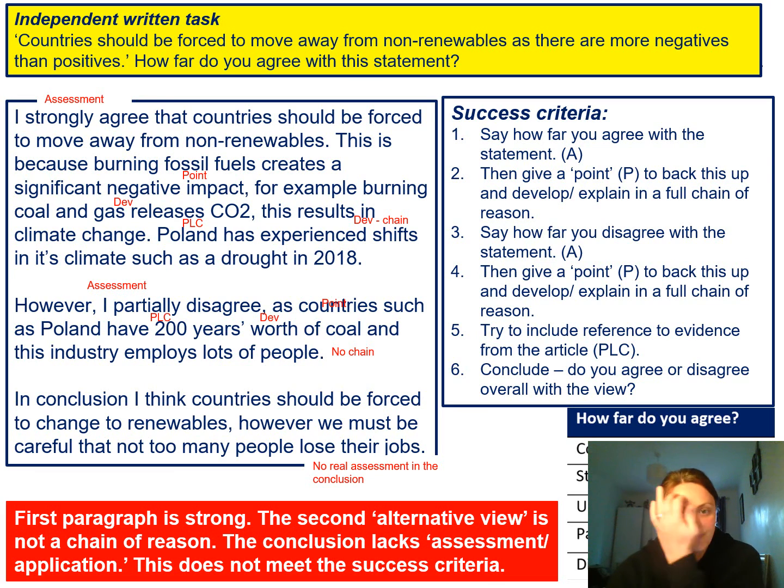Now, if you have a look at this here, the first paragraph is really nice. It got lots of points and developed all the way through, lots of chains of reason and lots of PLC. The second paragraph is really good, but you haven't made a chain of reason. They haven't explained further what the 200 years worth of coal and this industry employs lots of people. You had to write therefore, this means that. You need to extend it. And the conclusion here, it's not really a conclusion, so you're meant to say exactly why people should be forced and why it is important. Okay, so give yourselves about 15 minutes, guys, 15-20 minutes. Really use lots of information from this video and good luck.